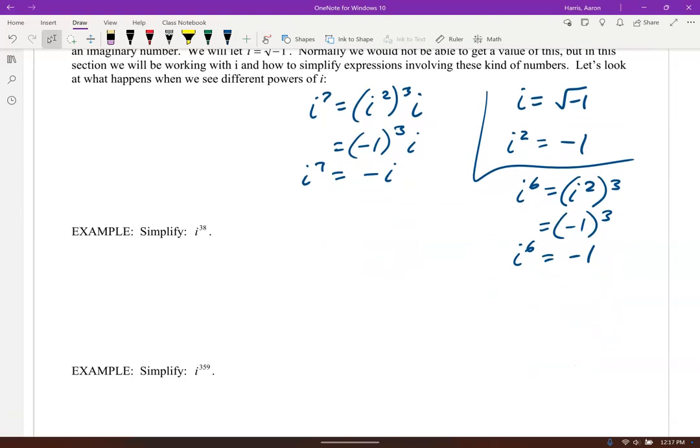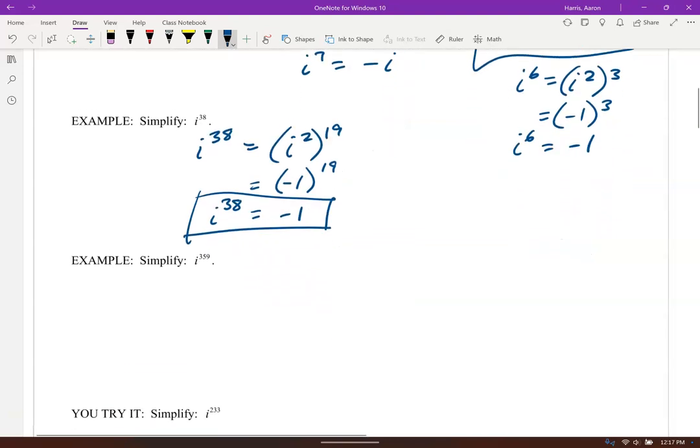And let's finally do i to the 38th. Let's do this first problem. i to the 38th. That's i squared how many times? Well, 19 times 2 is 38, and I don't have any other i's left over. So this is negative 1 to the 19th. Well, negative 1 to an odd power is negative 1. So i to the 38th is negative 1.